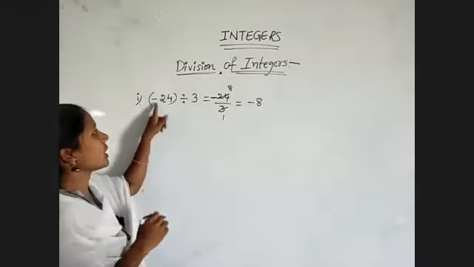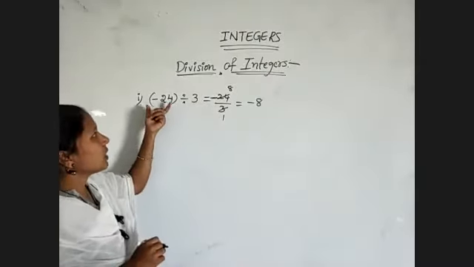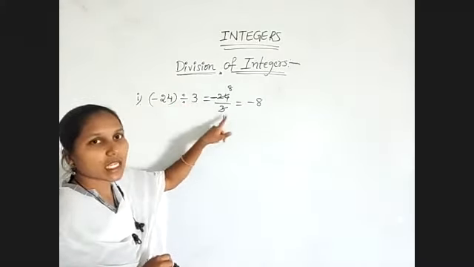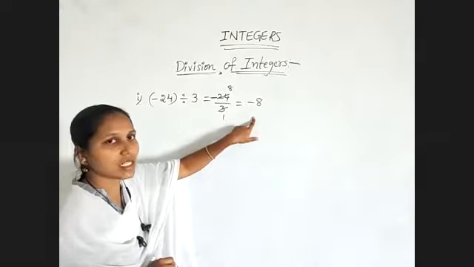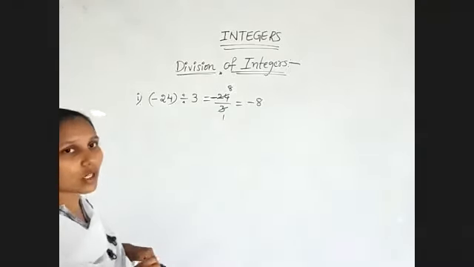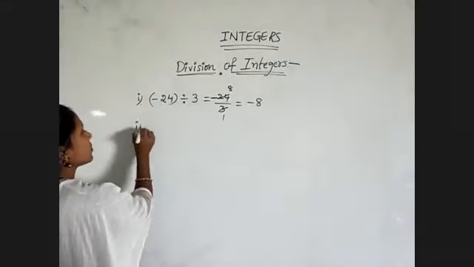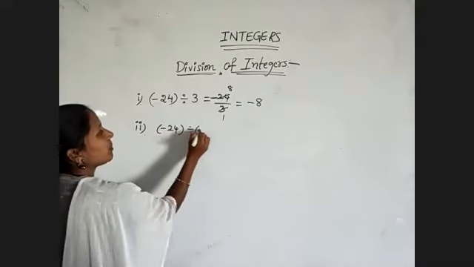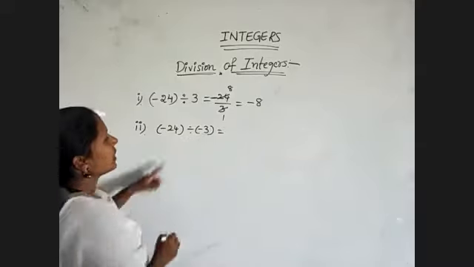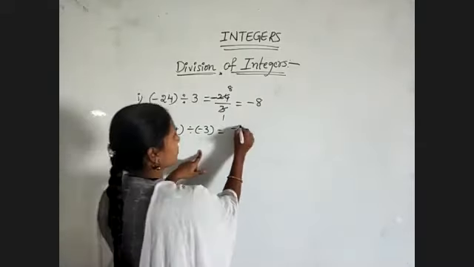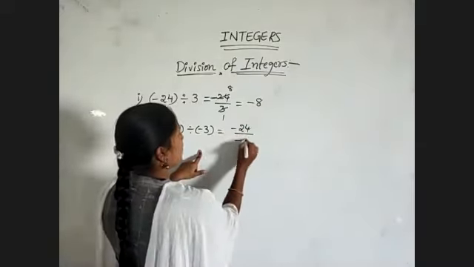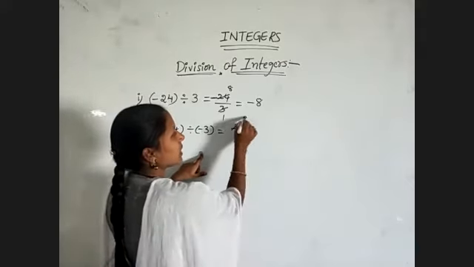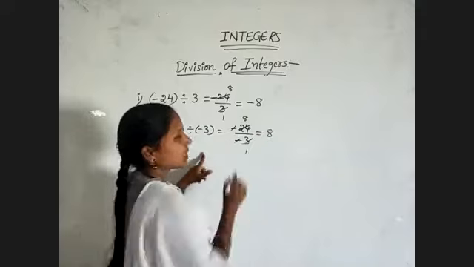If one is a negative integer and one is a positive integer, in that case you will get a negative integer as the result. If both are negative integers, suppose minus 24 divided by minus 3, both are negative. In this case, minus minus will get cancelled, 3 eights are 24, which is equal to plus 8.